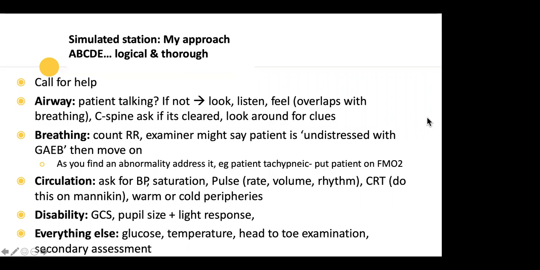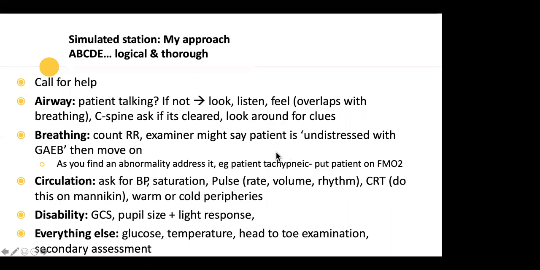Always remember the C-spine, especially if you see something like a neck collar sitting in the station. Then you could say something like, I will assess the C-spine, and say how you would do it. So if they're already in a collar, you can do a log roll and then feel for point tenderness along the spine. But then the examiner might say to you, C-spine is cleared. But also just keep looking for clues around you.